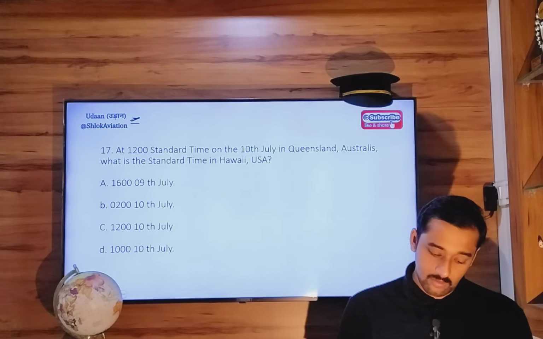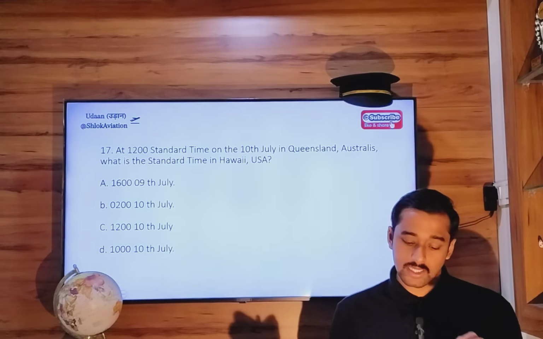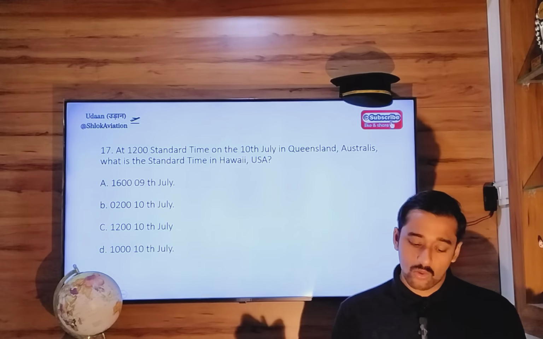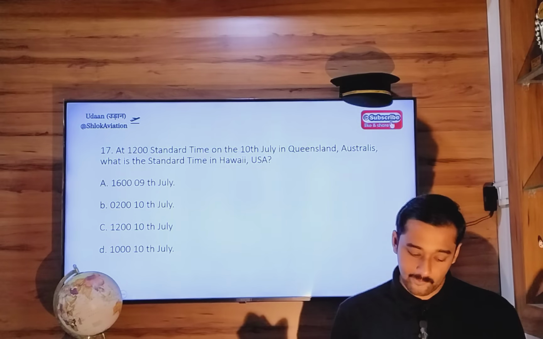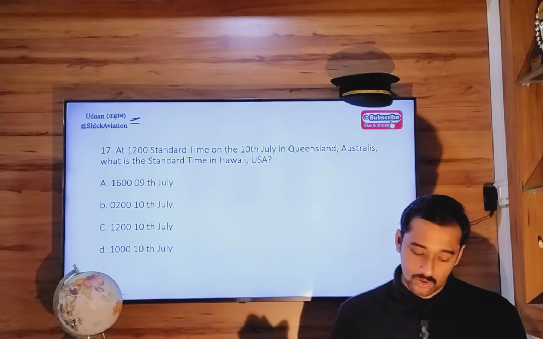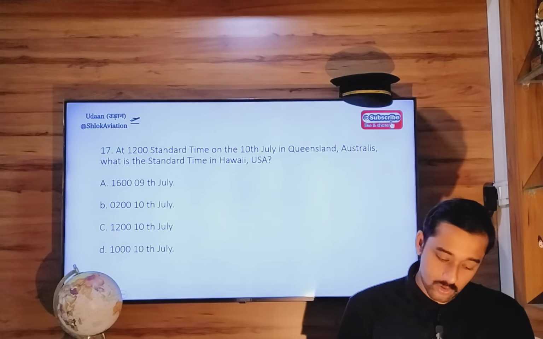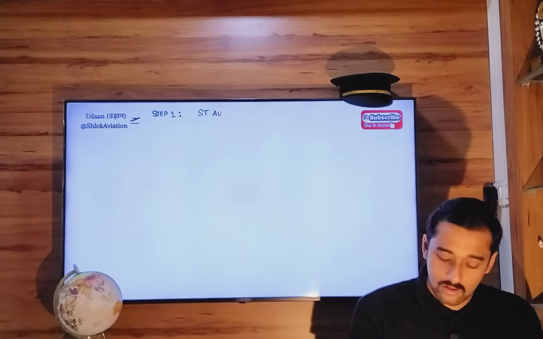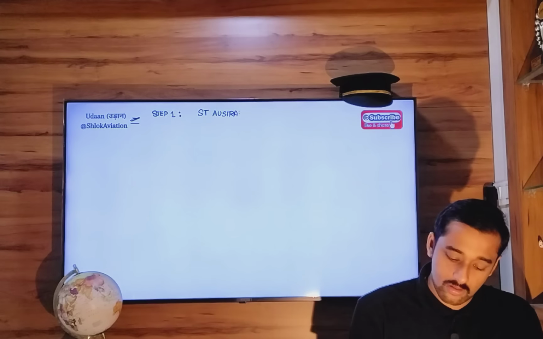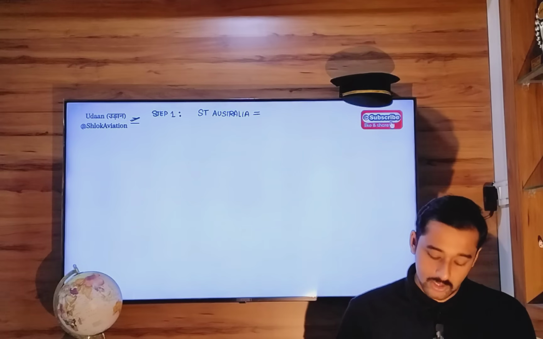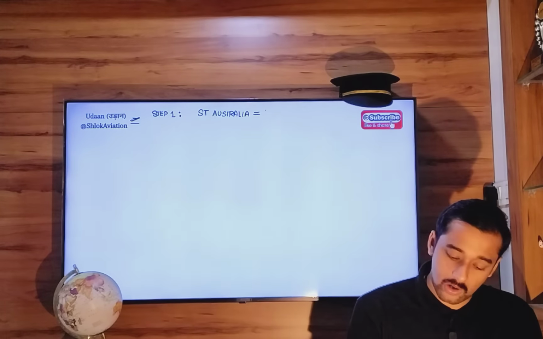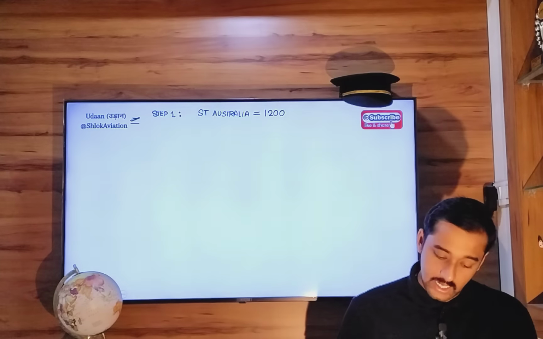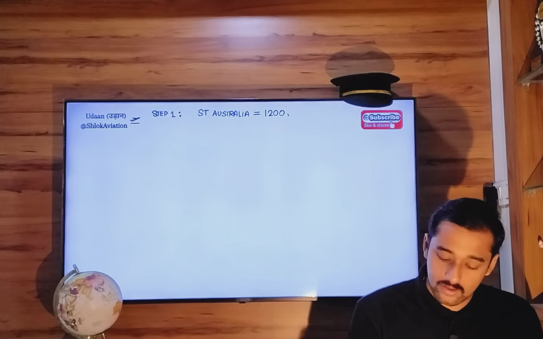The next question, number 17. At 12 o'clock standard time in Australia, what is the standard time in Hawaii? Okay. So again a two-step process. Step 1, convert the standard time in Australia to the corresponding UTC time. So 12 o'clock, the date is 10th July.